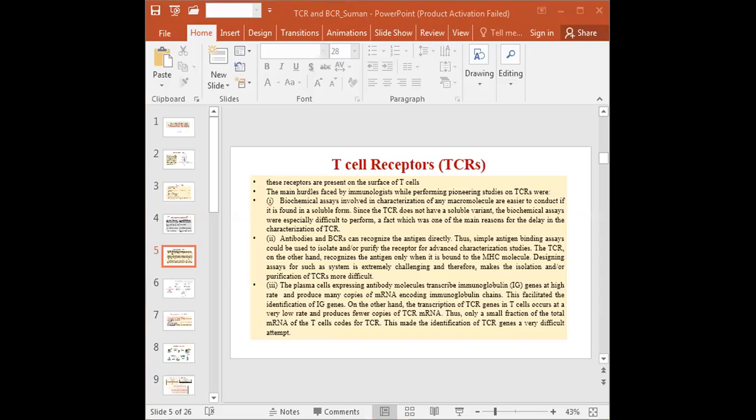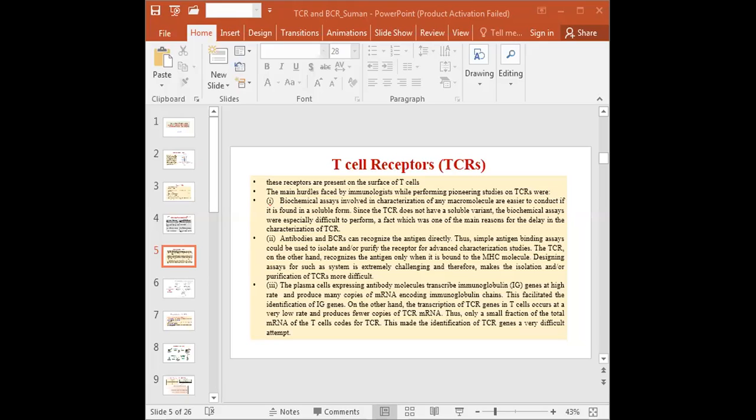The main hurdle faced by the immunologists while performing pioneering research on TCRs was that biochemical assays involved in characterization of any macromolecule are very easy to conduct if it is found in the soluble form. Since the TCR doesn't have a soluble variant, biochemical assays are really very difficult to perform, a fact which was one of the main reasons for the delay in the characterization of TCR.